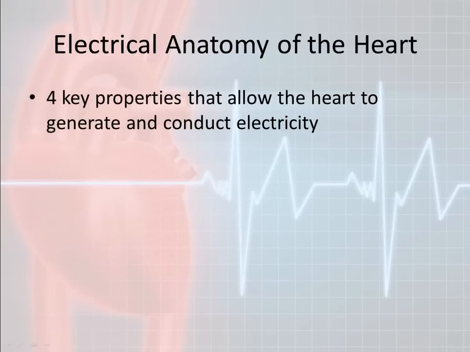So first I'd like to go ahead and begin with the four key properties of the heart that allow it to conduct and generate electricity. The first term we're going to discuss right now is called automaticity. Automaticity is the ability of the myocardial cells to spontaneously generate an electrical impulse without being stimulated by another source.